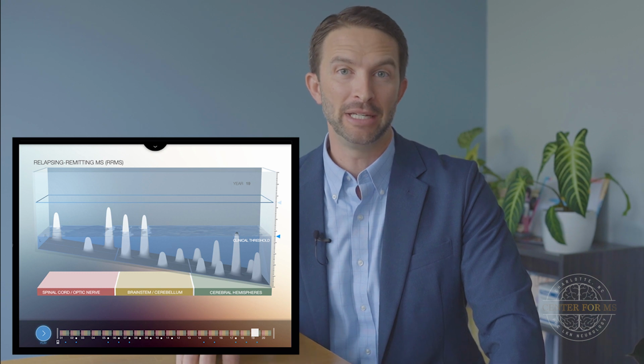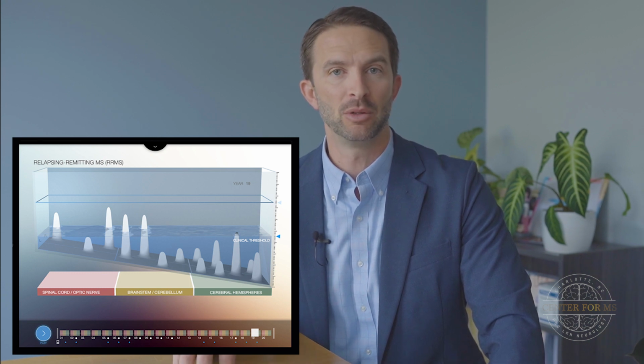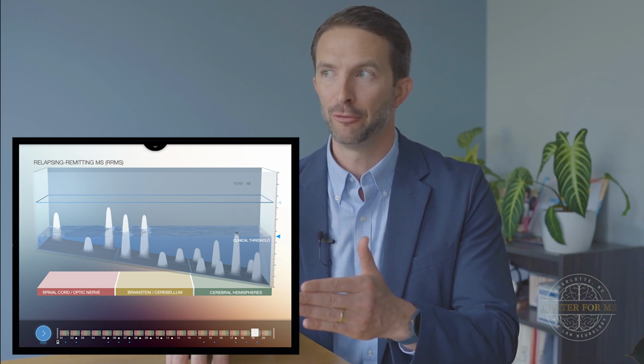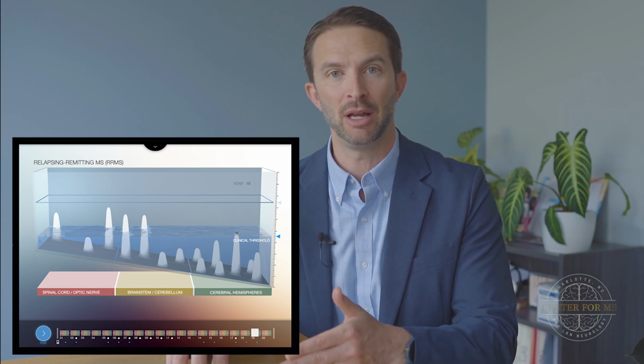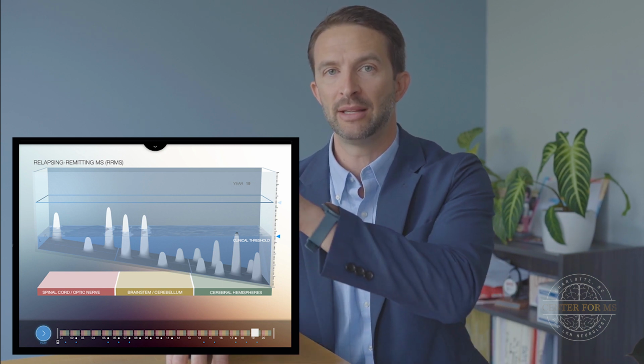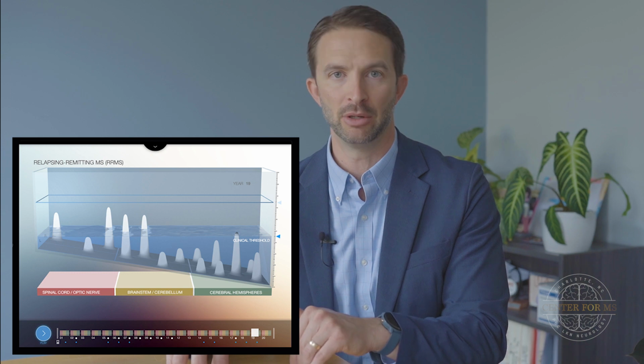There's a lot of detail that you can get from this app and experience, but one of the key features I would like to point out is the real estate, if you will. There's a shallow end and a deep end of the swimming pool, and the shallow end represents, as you can see at the bottom in red, the spinal cord and the optic nerves.